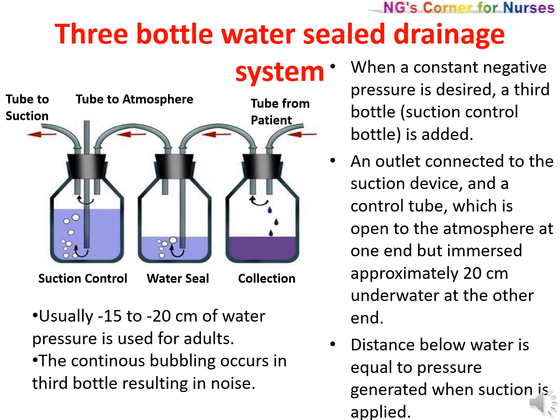An outlet is connected to the suction device and a control tube, which is open to the atmosphere at one end but immersed approximately 20 centimeter underwater at the other end. The distance below water is equal to the pressure generated when suction is applied. Usually minus 15 to minus 20 centimeter of water pressure is used for adults, and the continuous bubbling occurs in the third bottle, resulting in noise.